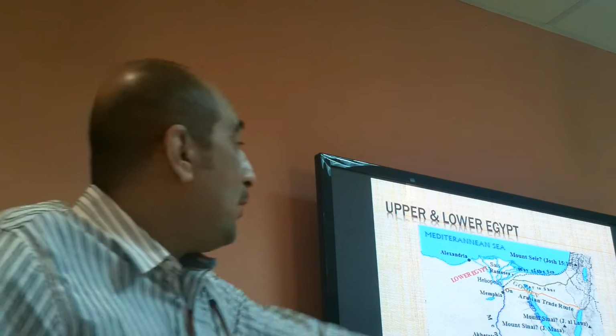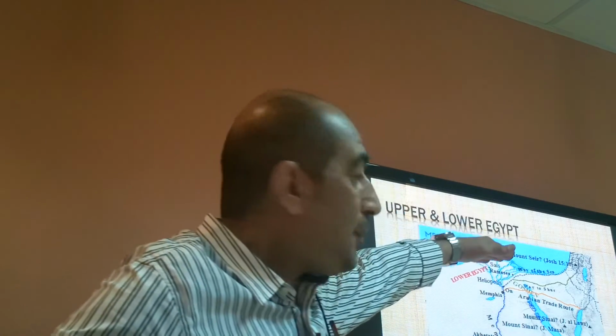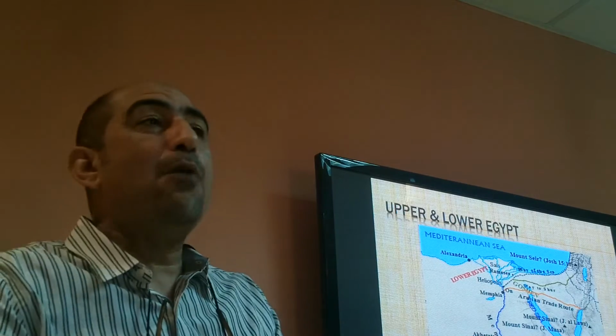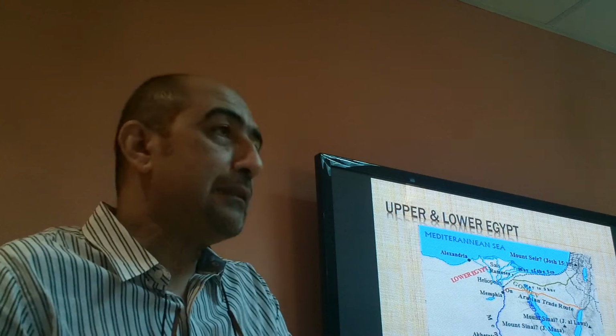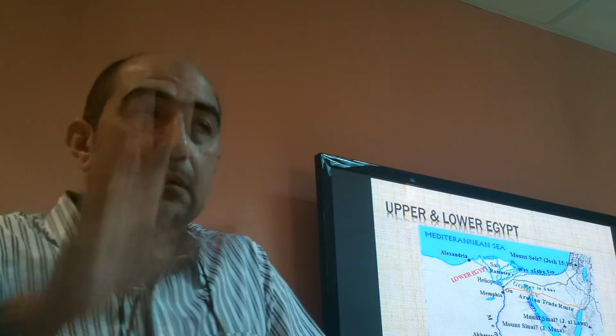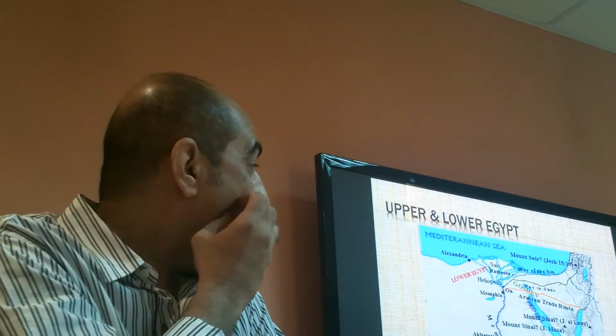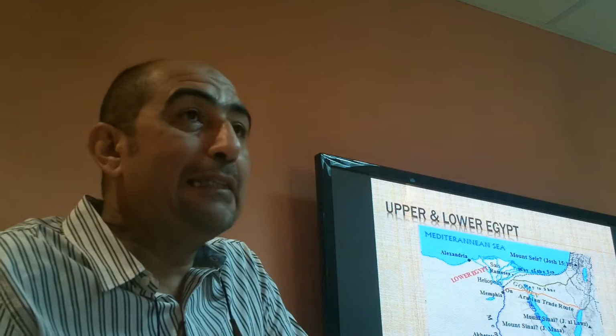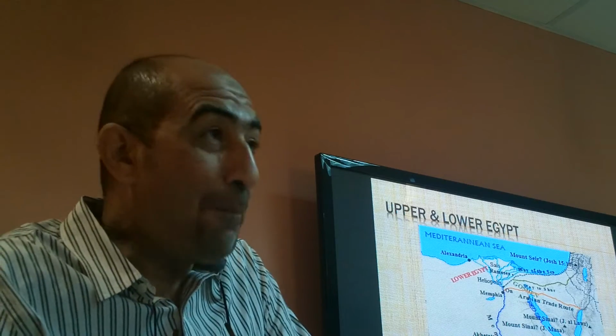Okay? So they were settled in this area, mainly in the delta, in a place we now call Tanis, San al-Hagar. This area is believed to be where the Hyksos had their capital.